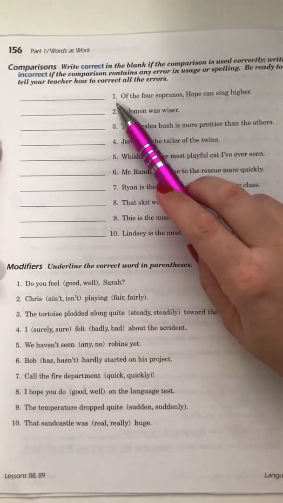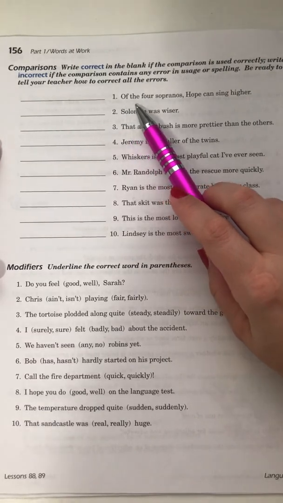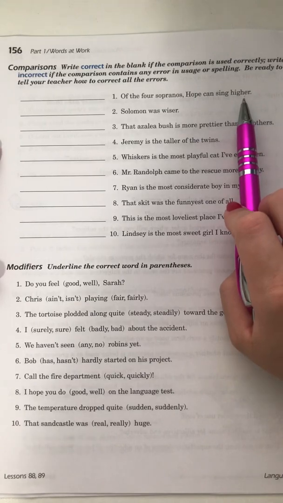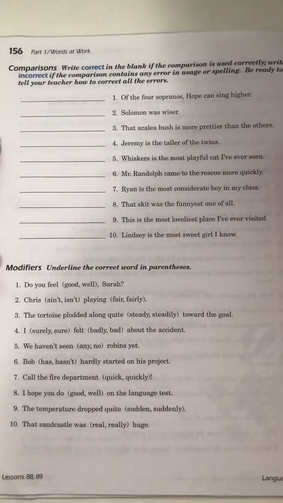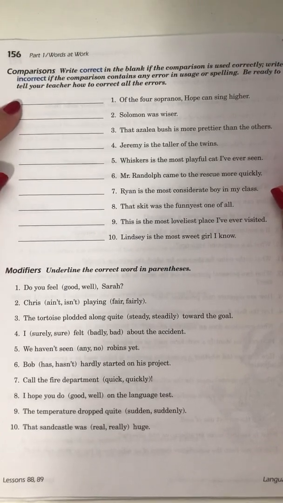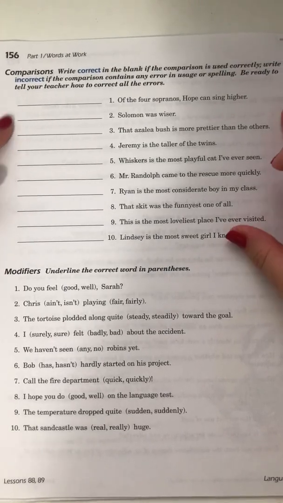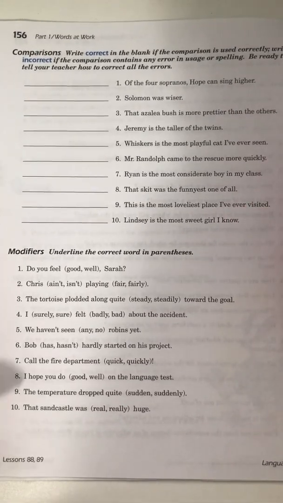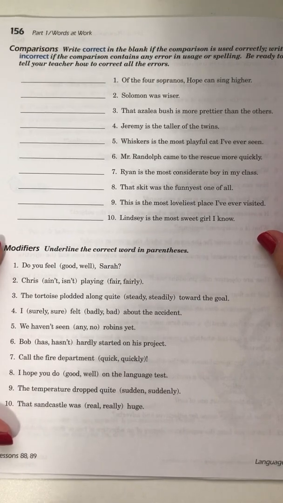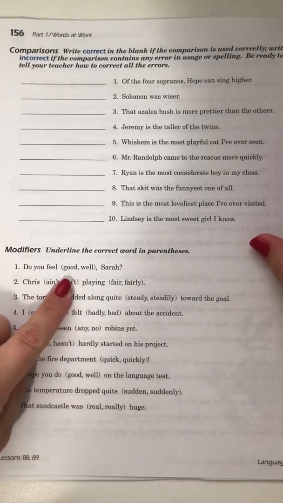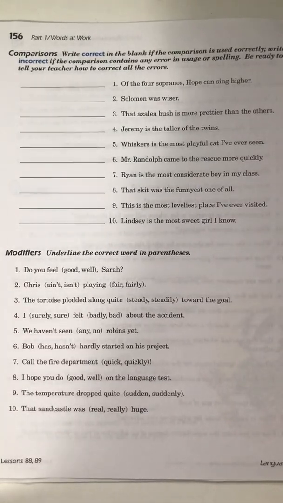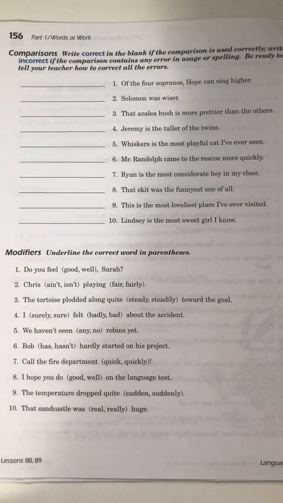So number 1, for example, says, of the 4 sopranos, comma, Hope can sing higher. Does that make sense? Is that correct? If it is, write correct here. If not, write the correction. And yet again for modifiers, we have another simple exercise where you are underlining the correct word in the parentheses with the 2 options. So we can go over this if any help is needed, but for the most part, the whole week is just based on review of our unit.